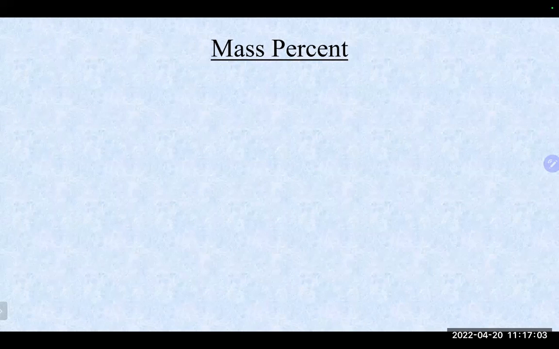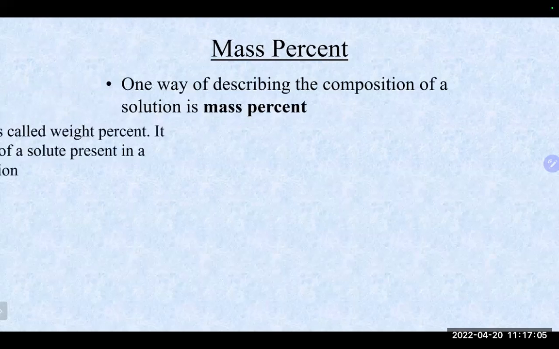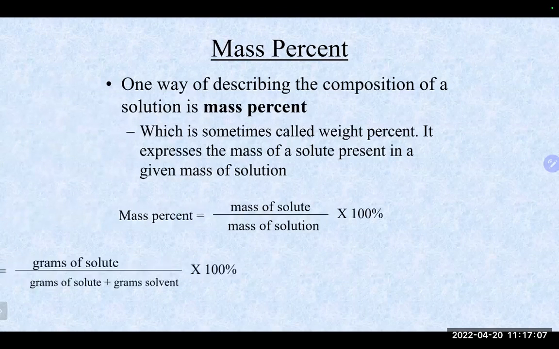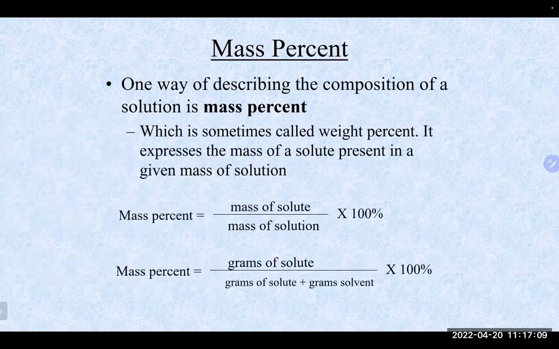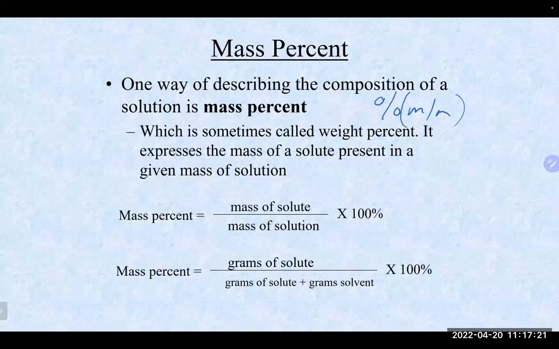The first one is what is known as mass percent. Mass percent is sometimes abbreviated as percent M/M, so that's mass to mass percent is what that refers to. To calculate the mass percent, we take the mass of the solute divided by the mass of the solution times 100%. The important part of this calculation is actually the bottom part.